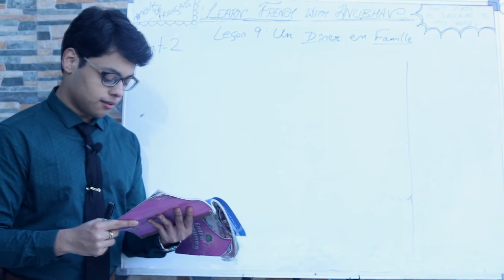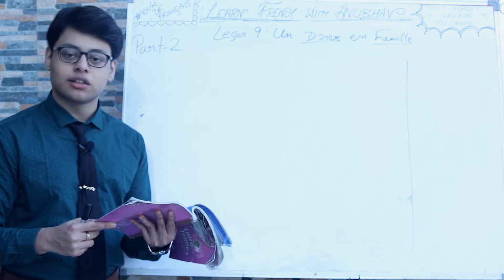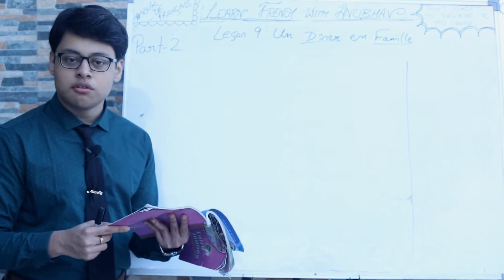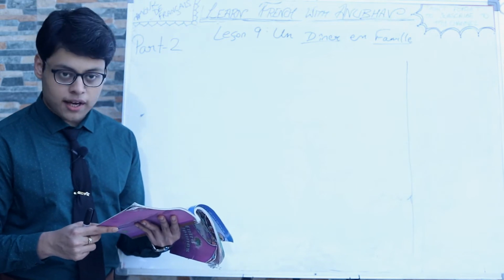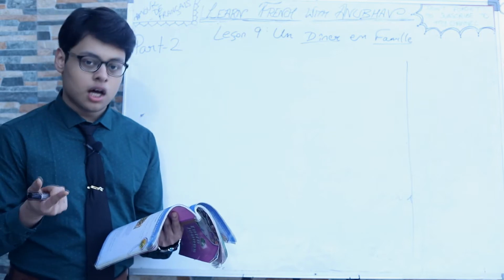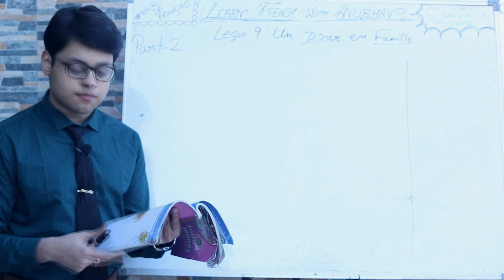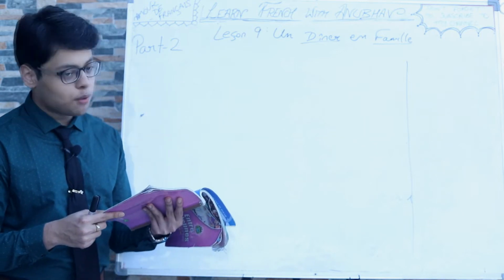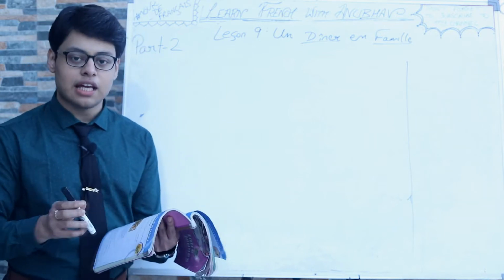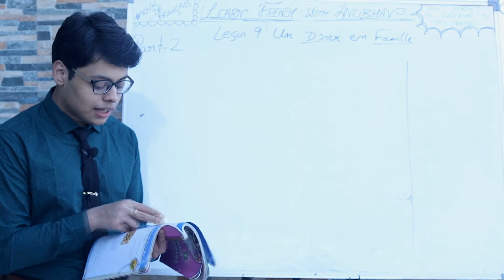Une petite boîte de maïs, a small box of corn. 3 cuillères d'huile d'olive, 3 spoons of olive oil. 1 cuillère de vinaigre, a single spoon of vinegar. Sel et poivre, salt and pepper. So these were the ingredients required for salade niçoise.